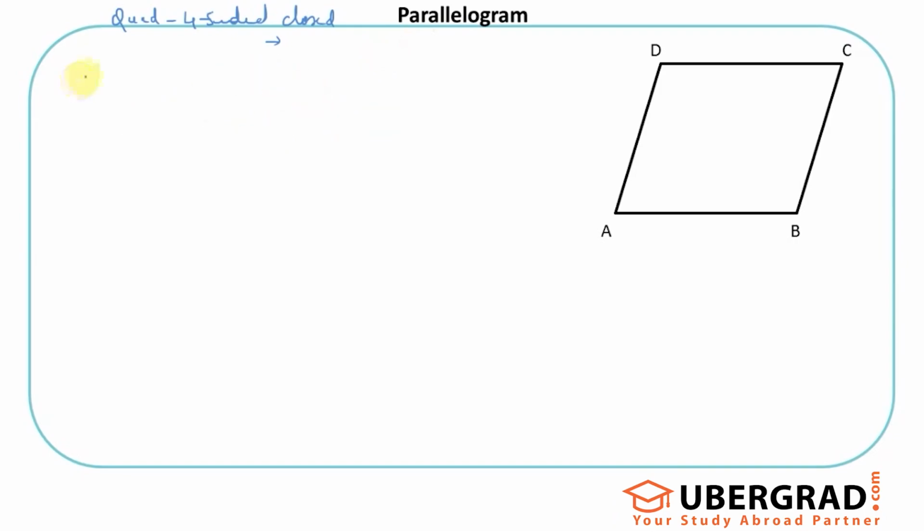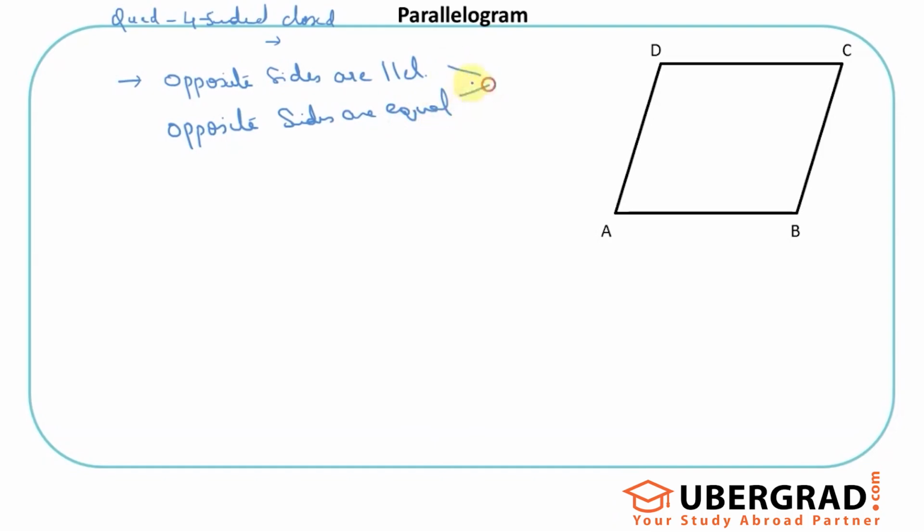So parallelogram, right? What is the requirement for a quadrilateral to be called a parallelogram? Opposite sides are parallel, right, and opposite sides are equal. Then it has to be a parallelogram. Even if I know one of them is true, automatically the other is true, and hence it is a parallelogram. I'll write it like this shortly: parallelogram.